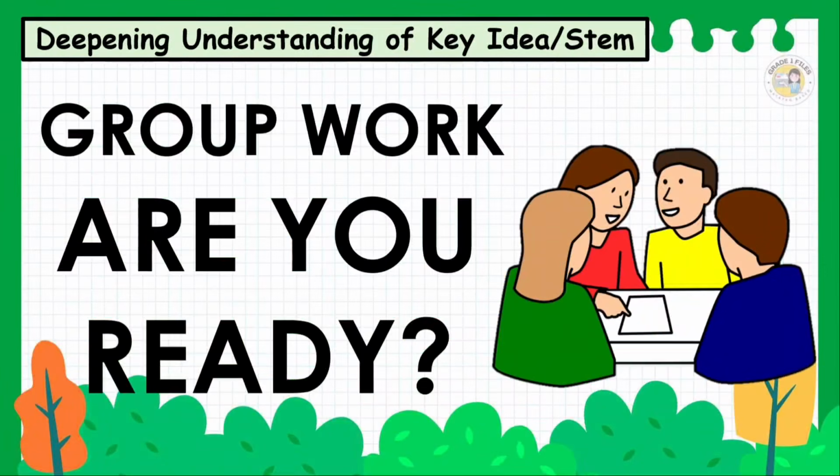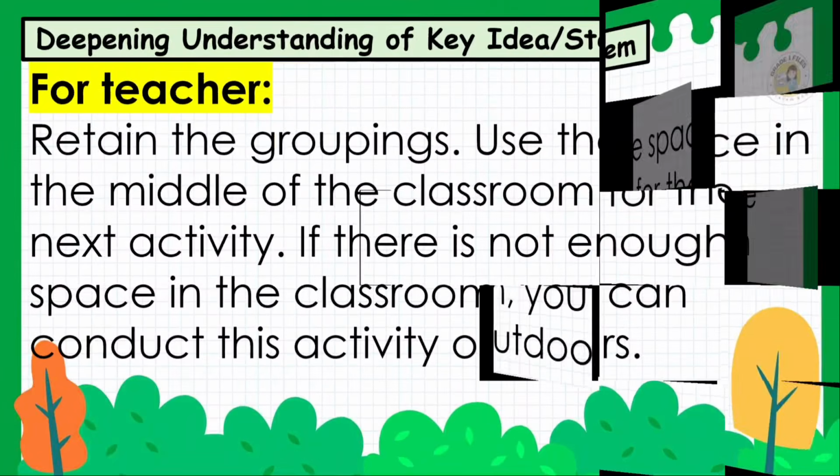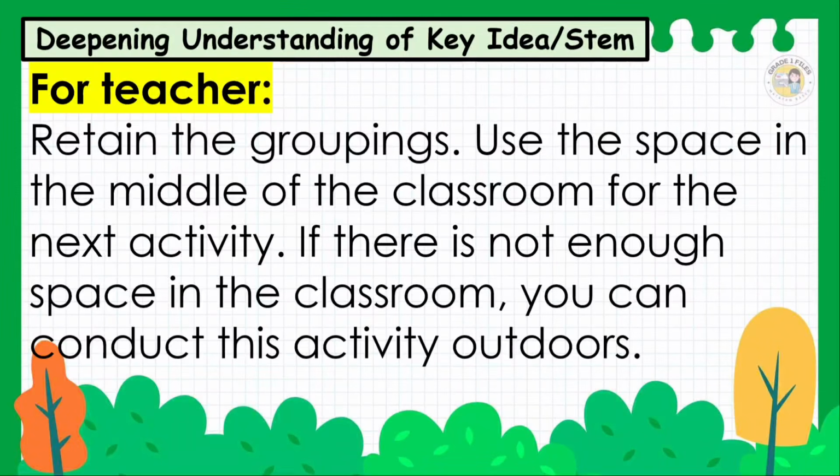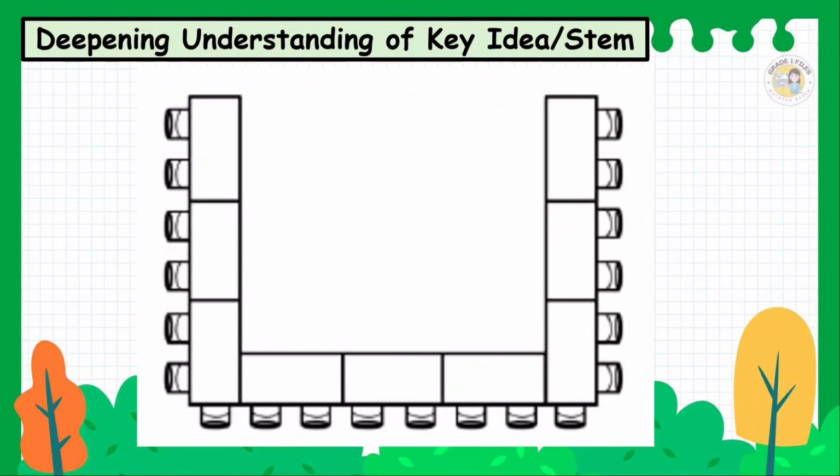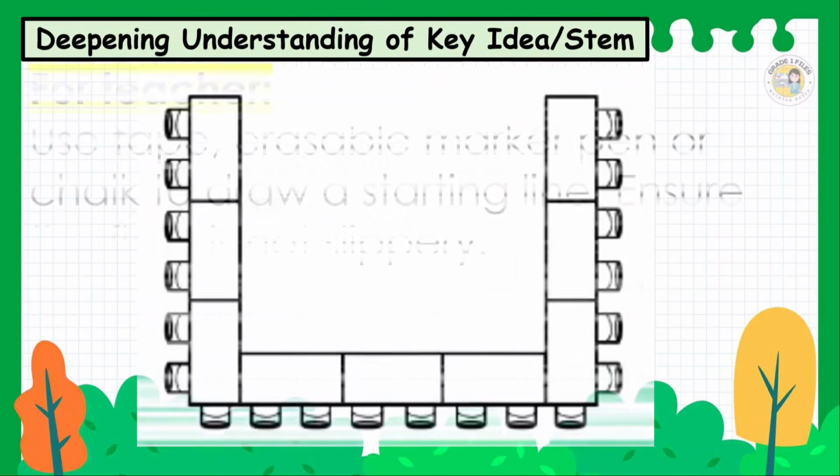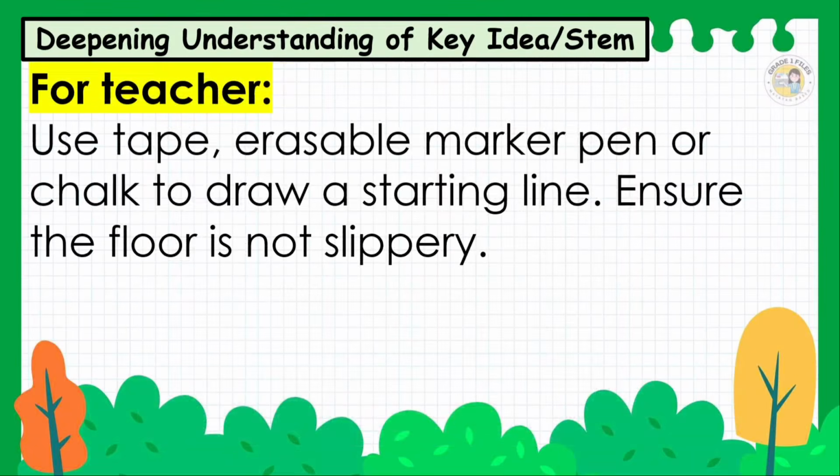Now let's have another group activity. Are you ready? Retain the groupings. Use the space in the middle of the classroom for the next activity. If there is not enough space in the classroom, you can conduct this activity outdoors. Use tape, erasable marker pen, or chalk to draw a starting line. Ensure the floor is not slippery.